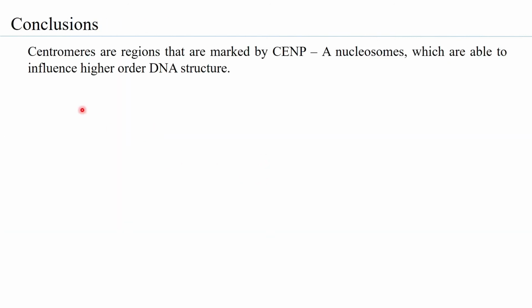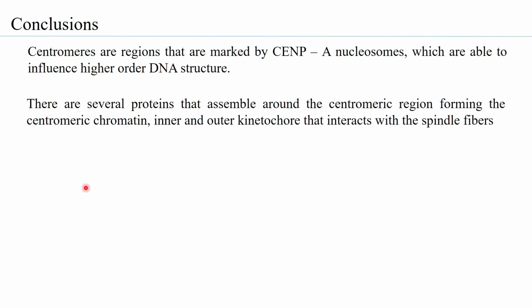So let us make the conclusions. Centromeres are regions that are marked by CENP-A nucleosomes. So they become epigenetic markers which are able to influence higher order DNA structure. To note, what do we mean by epigenetic? Epigenetic is when you have no sequence change. That means the base pairs do not change, but the base pairs can be modified, that is epigenetic, or histones can get modified, that is epigenetic. So, because histones are all the time associated with the DNA, they are epigenetic markers in themselves.